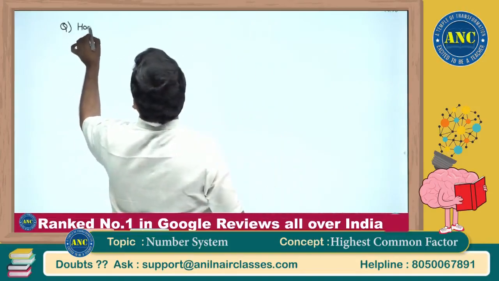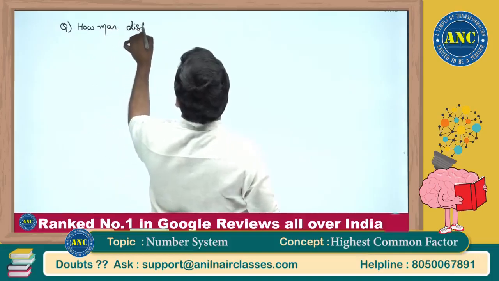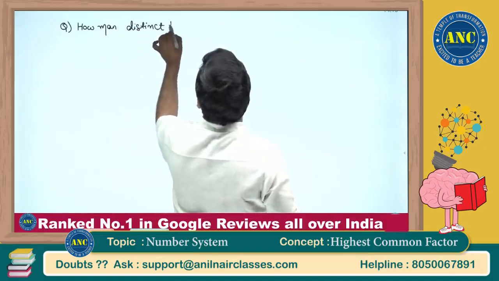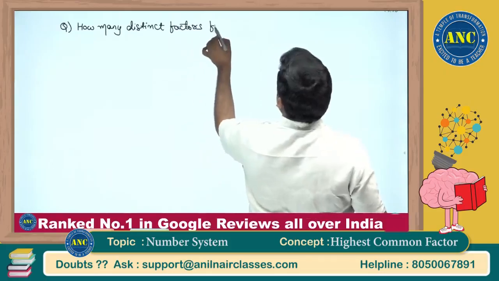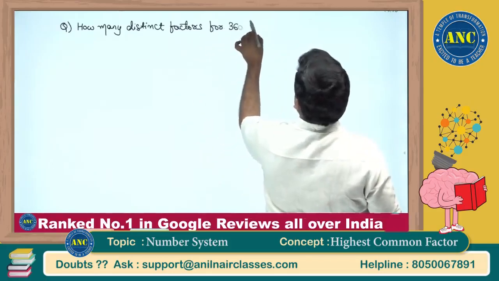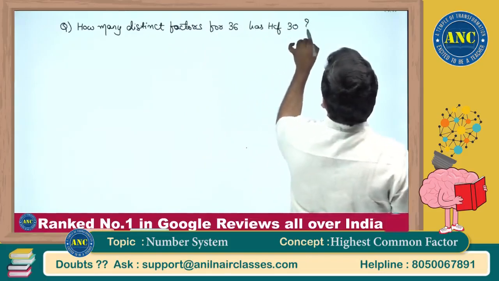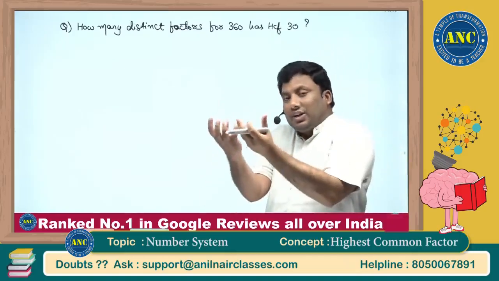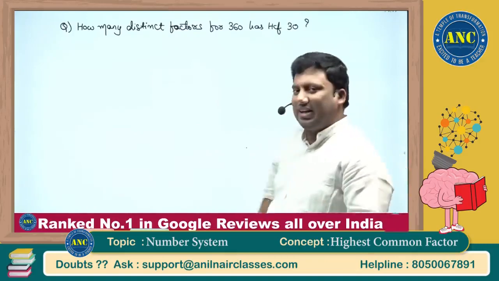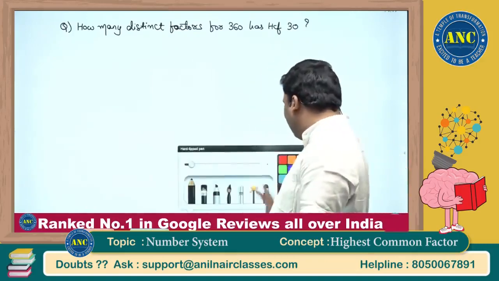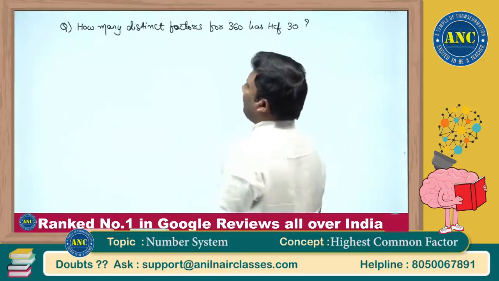How many distinct factors of 360 have HCF 30? How many factors you have to take from 360 such that the HCF of those numbers will be 30? Very interesting approach. Listen carefully, sir. How many distinct factors of 360 have HCF 30?